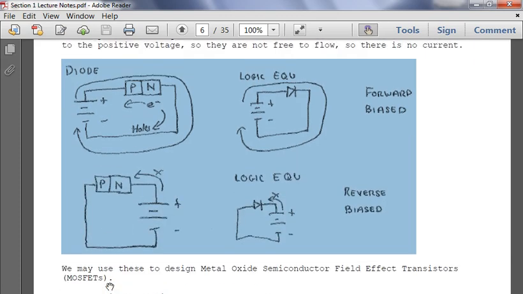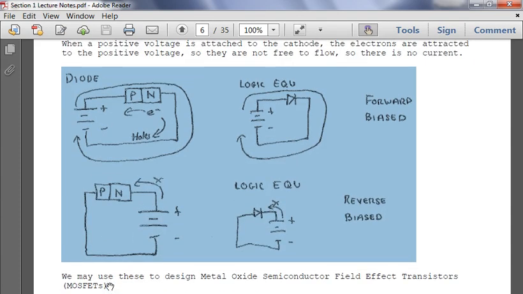We see that if you hook it up the opposite way, it actually stops current flow because you're not going to create that movement of holes and electrons in the circuit. So the charge pair is just going to stay in place. And the two terms for that are forward bias and reverse bias.